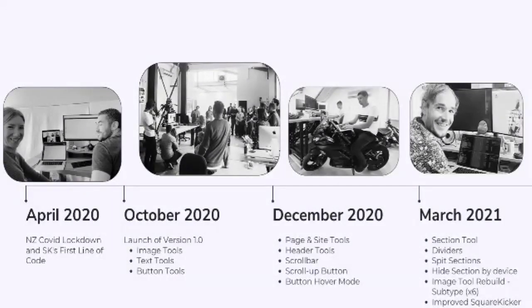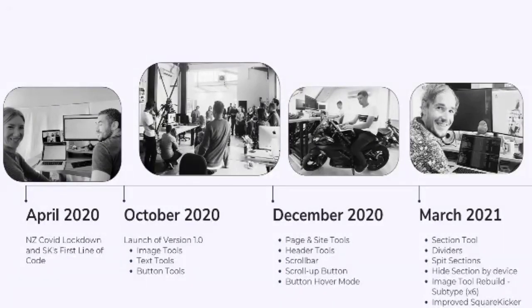Now this is a bit of a sneak peek of what's to come, but we're just testing out this idea of you can change a design based on a state, and playing around with that was pretty exciting. So you can change the animation of a button when you hover on it. So that was a pretty fun feature. And in March, we hit a massive tools upgrade, and we had section tools and dividers, split screens, hide section by device. We rebuilt the image block tool, which allows you to have 6 different specific settings for a card, an overlap, and any type of image block.